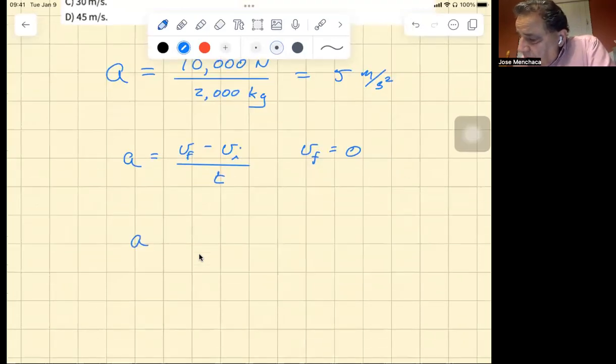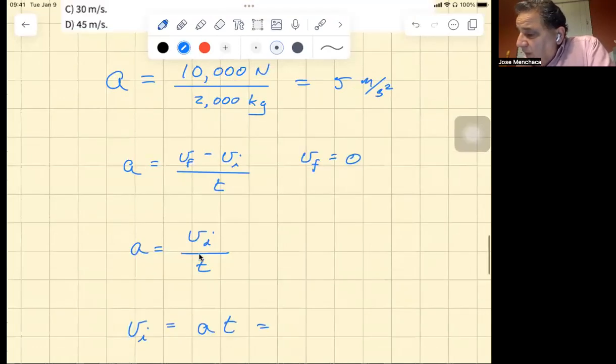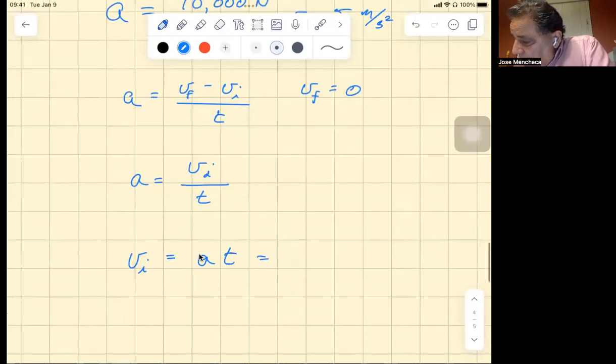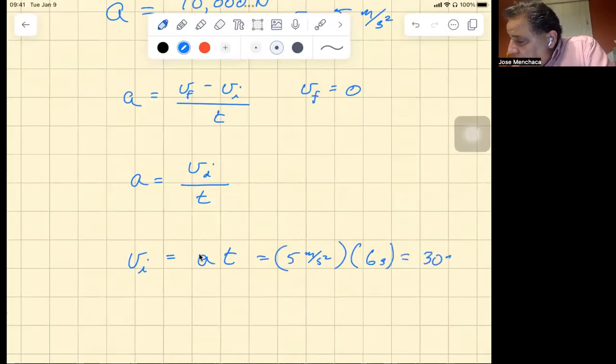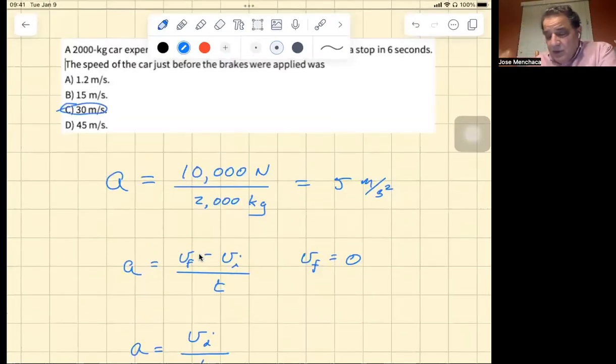So the acceleration is equal to V initial divided by the time, which means that the V initial is equal to the acceleration times the time, which in this case is 5 meters per second squared times 6 seconds. And we're going to get 30 meters per second. And if we look up here, that is the correct answer.